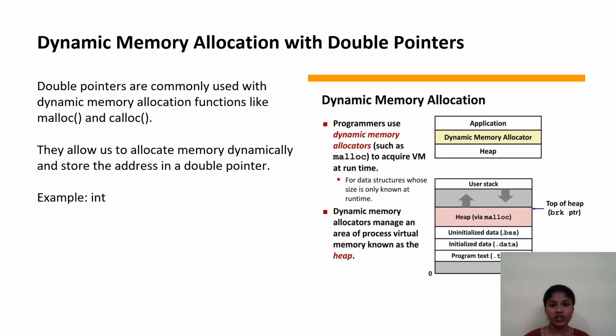Dynamic memory allocation with double pointers. Double pointers are commonly used with dynamic memory allocation functions like malloc and calloc. Malloc is used to allocate a single block of memory and calloc is used to allocate multiple blocks of memory. They allow us to allocate memory dynamically and store the address in a double pointer. For example, int.